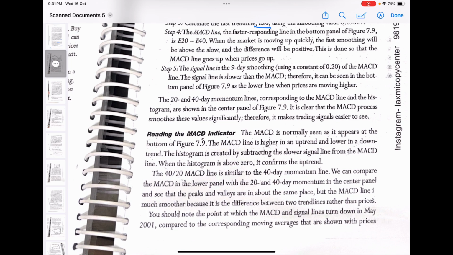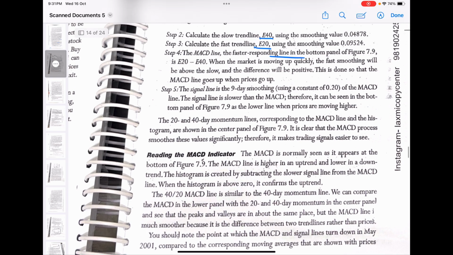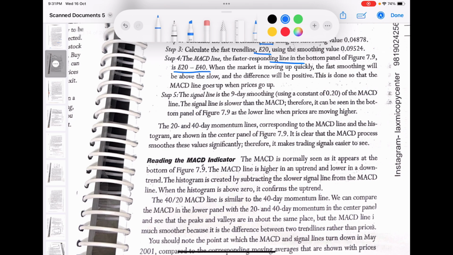Okay. So the MACD line, the faster responding line, is the difference between E20 and E40. When the market is moving up quickly, the fast smoothing line will be above the slow and the difference will be positive. That is done so that the MACD line goes up when the prices go up. Signal line is the 9-day smoothing. The signal line is slower than the MACD.